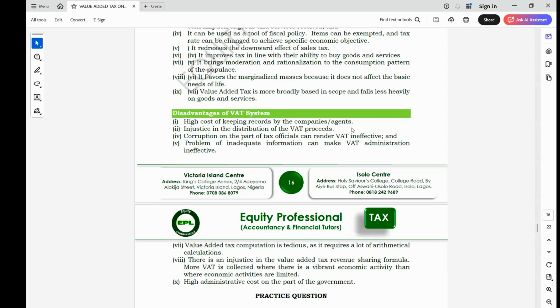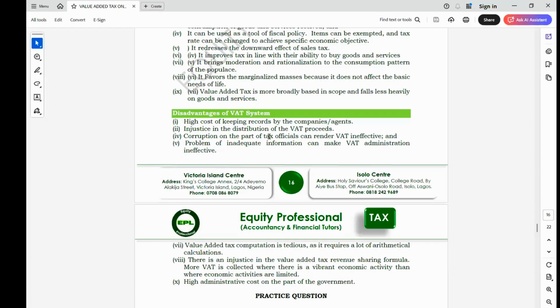So there is injustice in the distribution of VAT proceeds. Some states contribute more than other states, but the allocation is the same, which is what is being dealt with in the new VAT Act. So in the old Act, there is injustice in the distribution, which is a problem under the VAT Act. The corruption on the part of tax officials can render VAT ineffective. Because if somebody looks at it that even if I pay, most of the money is going to be embezzled, that may discourage some taxpayers from paying value added tax.